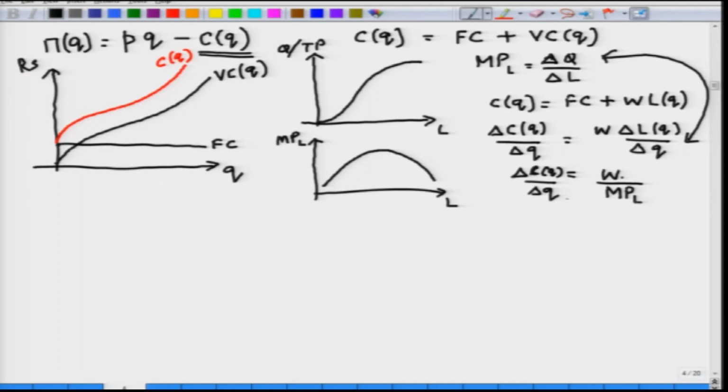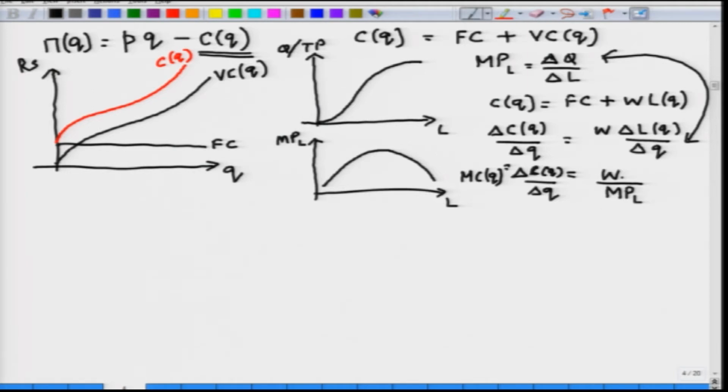and the change in cost with respect to output is also called the marginal cost. Just as the marginal product is the change in total product resulting from a change in labor input keeping capital constant, the marginal cost is the change in total cost resulting from a change in output. So, that is inversely related to the marginal product of labor.